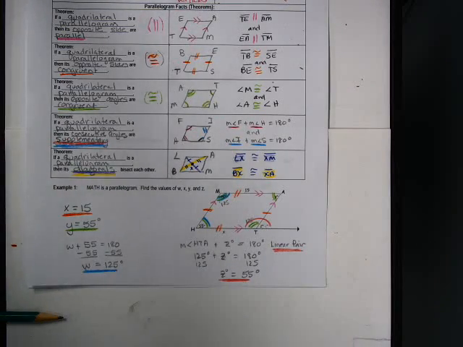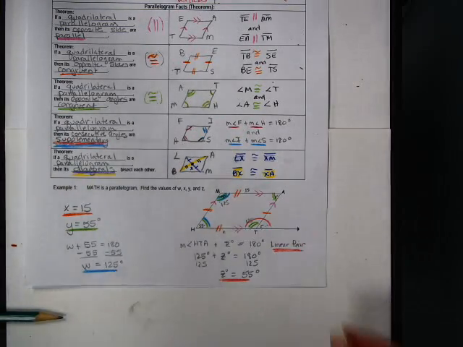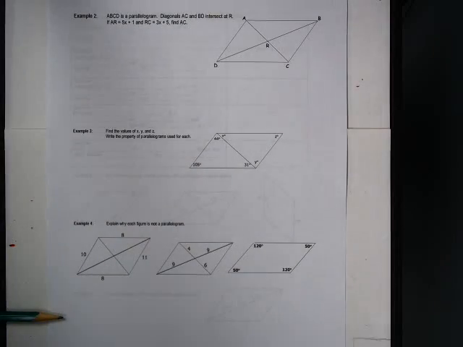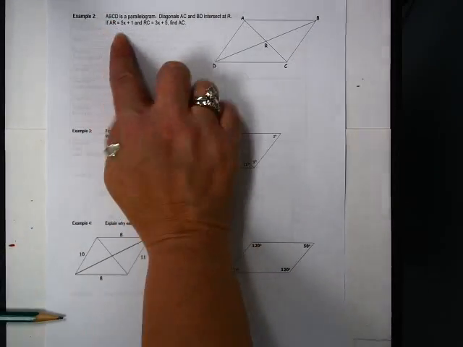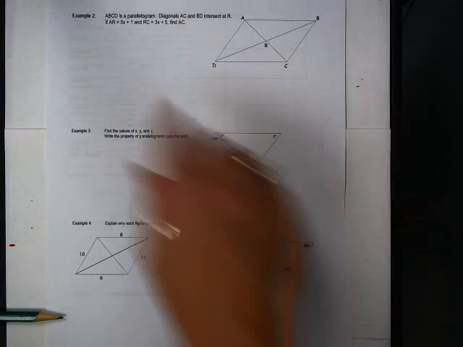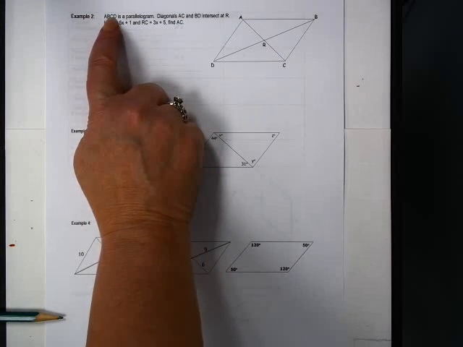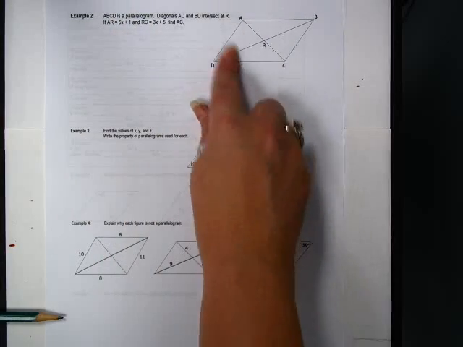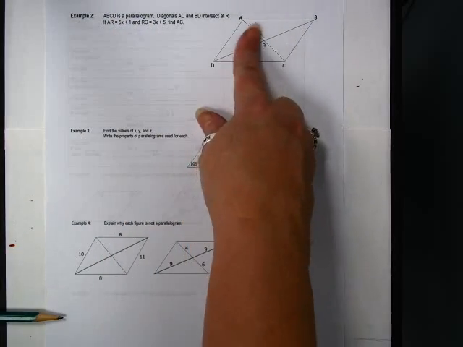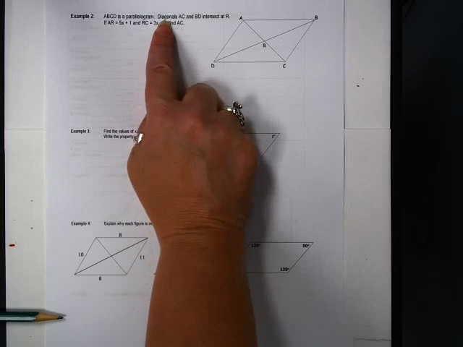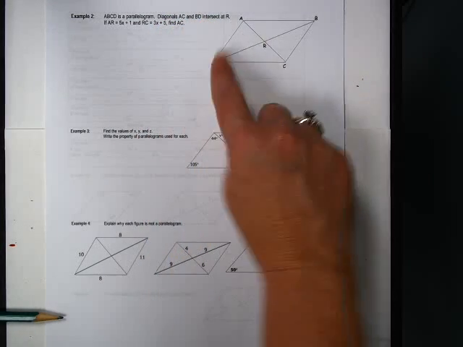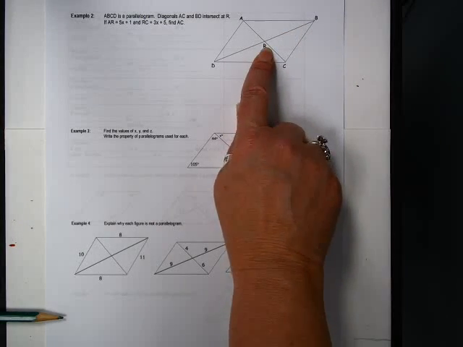All right, page 2. Page 2, we have an example. Another one, and it says A, B, C, D. When you see 4 letters like this, remember that's a quadrilateral. A, B, C, D is a parallelogram. So we're told that it's a parallelogram, so we can use all of our facts. Diagonals AC and BD intersect at point R. So here's diagonal, diagonal, intersecting right there at point R.